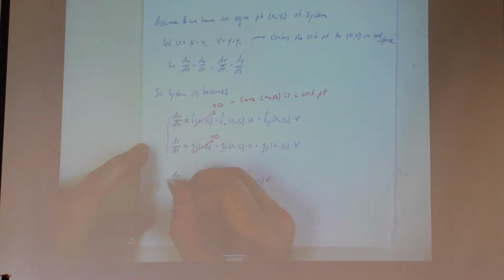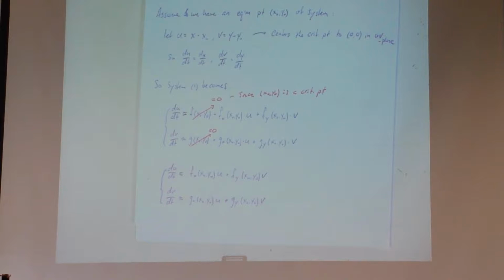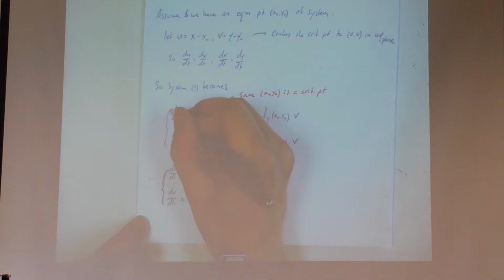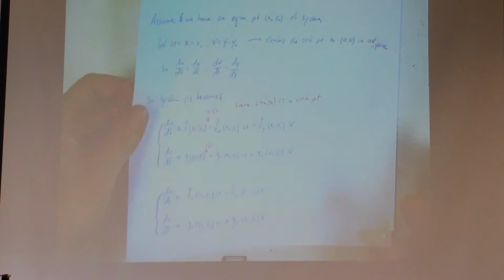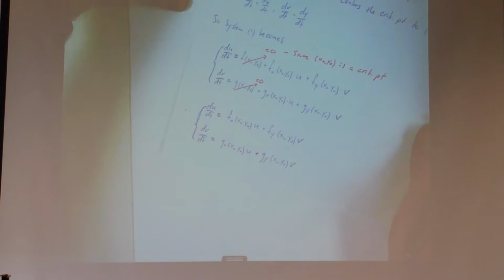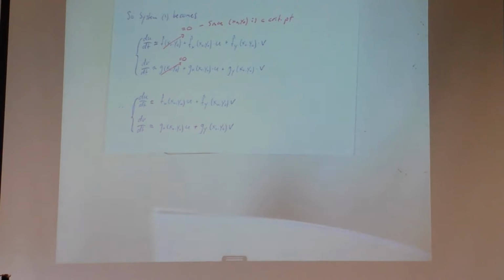Now, this is just a converted system into a UV coordinate system. The book goes into a lot of detail about what that represents graphically and all that stuff. Don't care. We are going to use the results. All right.